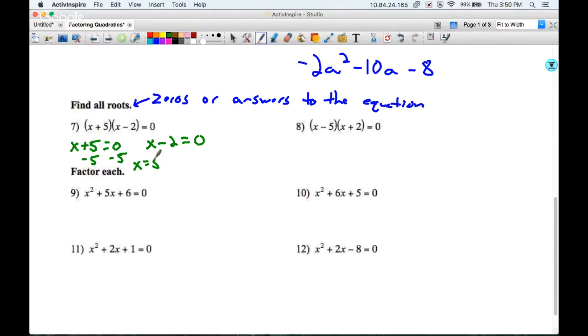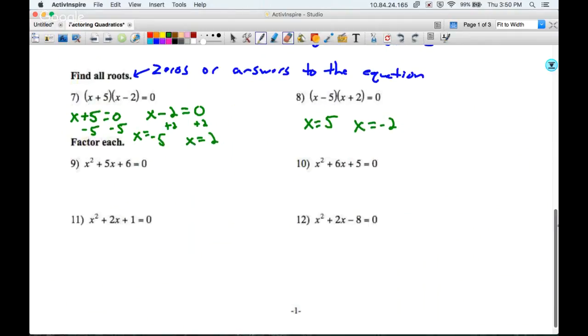I get x equals negative 5 and x equals 2. Make that negative 5. All right, over here we could do this one really fast. It's going to be x equals 5. That'd make that first factor 0. X equals negative 2 would make that second factor equal to 0. The zero product property states that if either of these becomes 0, then the whole thing is 0. So it's a true statement. Therefore, it's a solution to that equation.